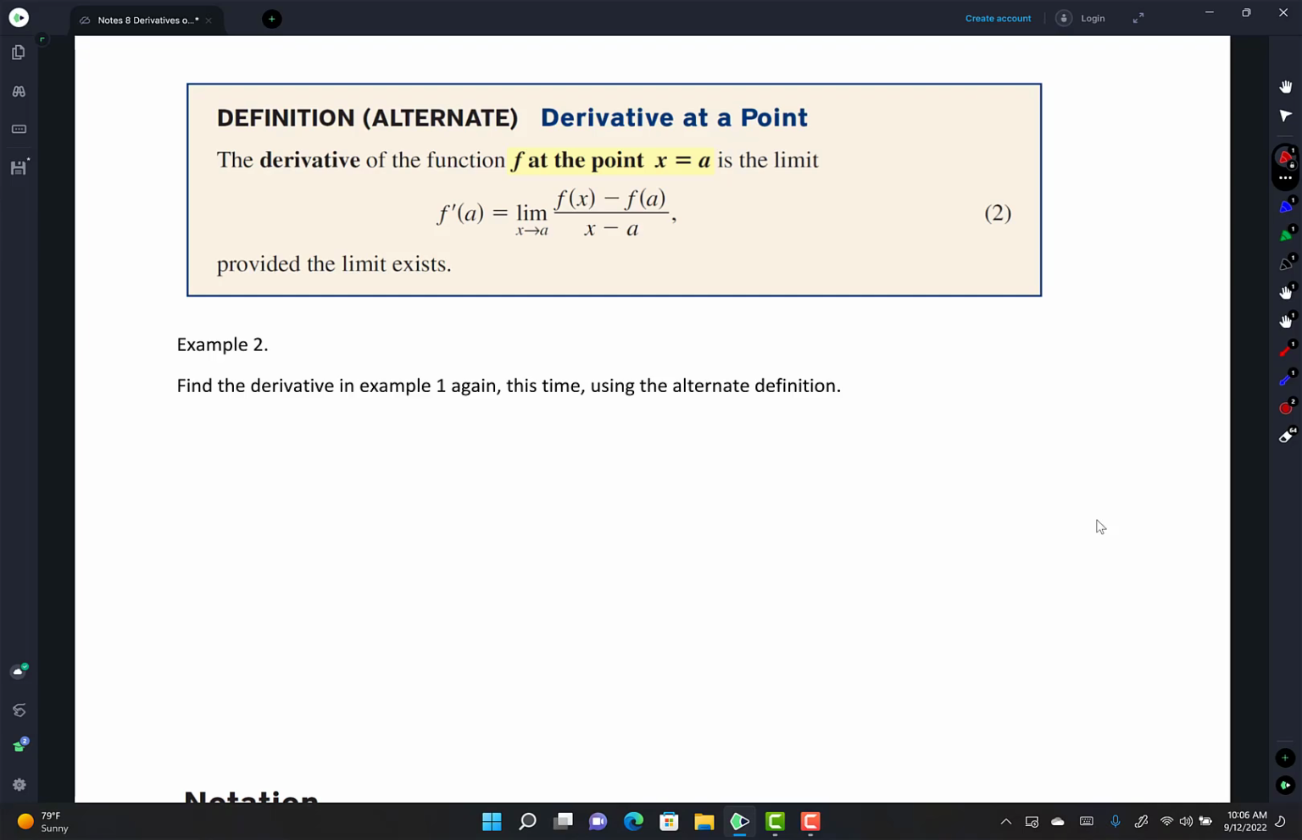This is an alternate definition. Both of them come out just as much. Don't freak out. F of x minus f of a over x minus a. You're still literally doing change in y over change in x, but this time x is approaching a. So this really is the same thing as saying h is approaching 0. It's the same.